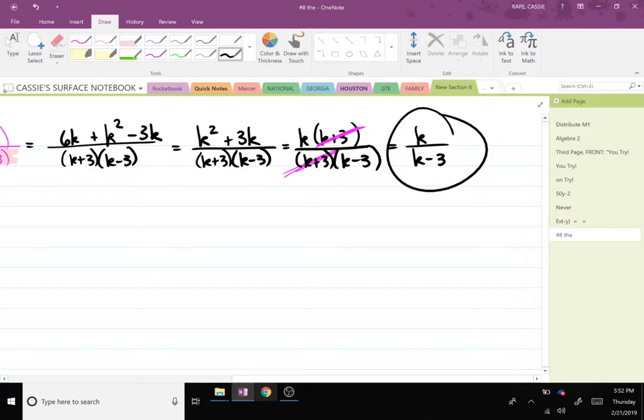Do not be tempted to cancel those k's. You can never, never, never cancel out of an addition or subtraction problem. That is simplified.